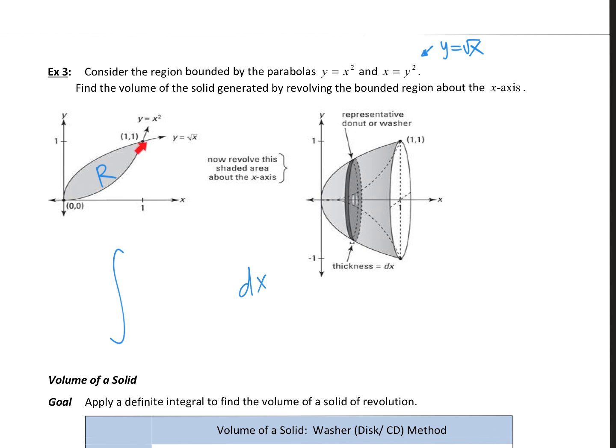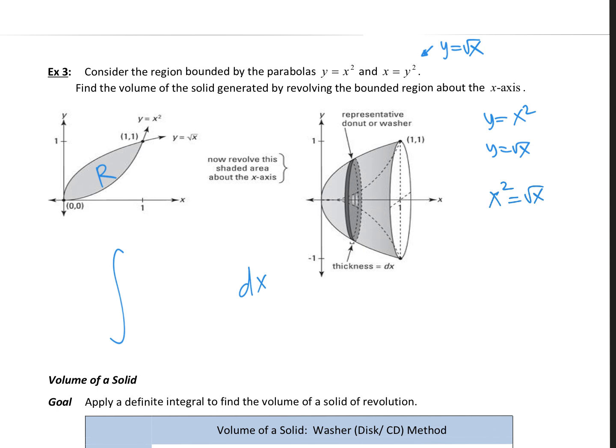Here, they gave you that this is 1, but how do you know they meet at 1? I have to actually set them equal to each other, right? y equals x squared, and y equals radical x. So how do you technically find this point if it was not given? We just let them equal to each other.